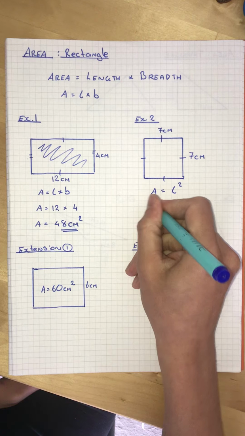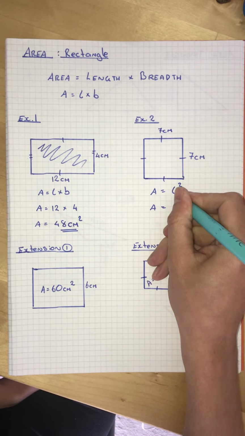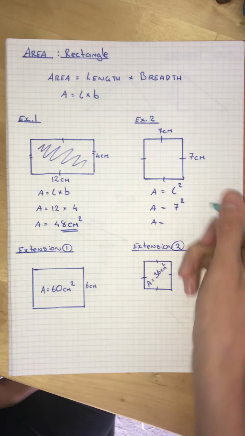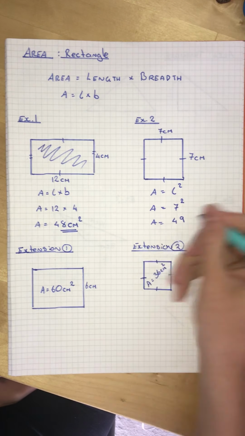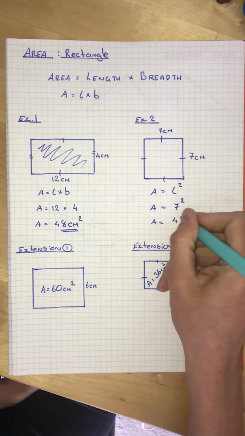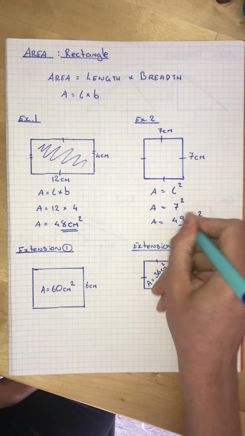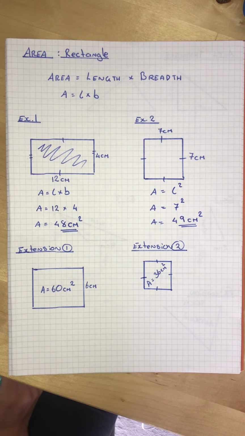So then we can substitute that in. 7 squared just means 7 times 7, which is 49. And again, it's centimetres squared. Okay, so a little bit of an extension.